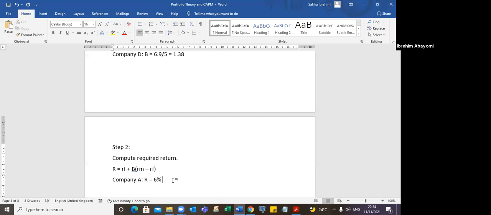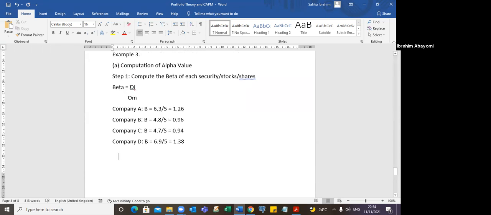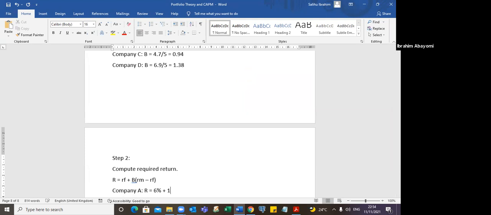6% plus, what is the beta of A? Beta of A is 1.26. So I say plus 1.26 into bracket, market return is 14.45 minus risk-free of 6. What do we have there?